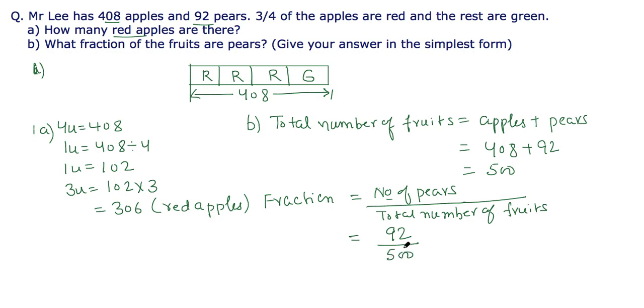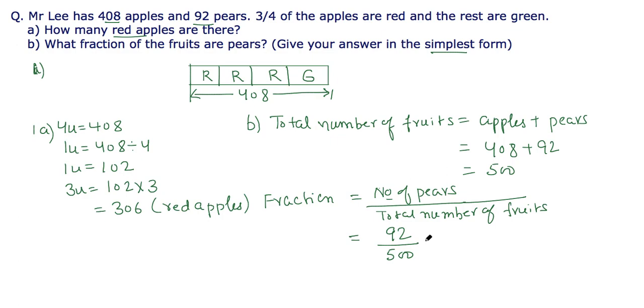So did we get the answer? No. Why? Because we have to give the answer in the simplest form. Yes, this is the answer, but it is not in the simplest form. So what should we do? We have to divide the numerator and the denominator by a common number. Basically we have to write its equivalent fraction. How do we do that? We have to divide it by a common number.